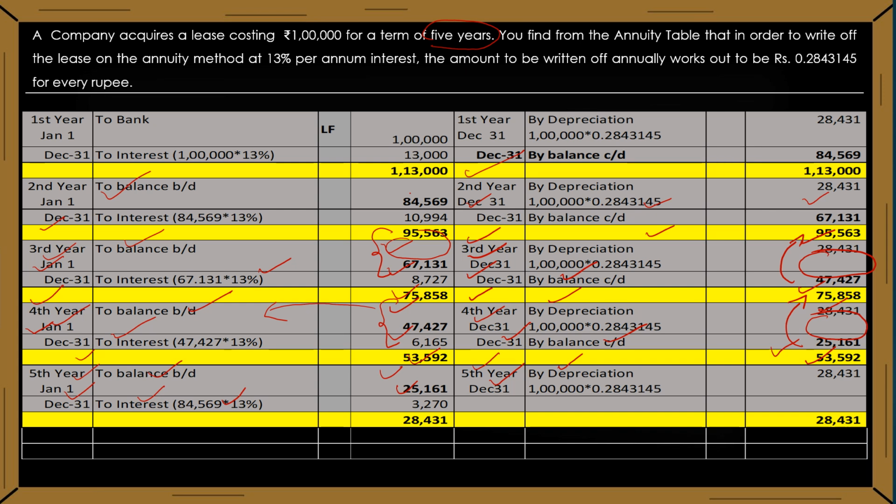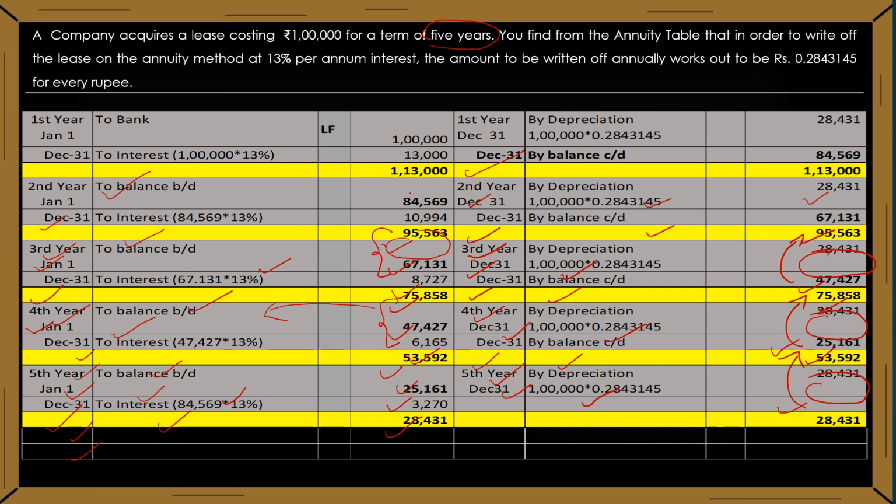Debit side total is more, so we take 53,592 on both the sides. On deducting 28,431 from 53,592, it is 25,161. On the credit side, December 31 by balance carried down. This has to be brought down on fifth year, January 1, to balance brought down, it is 25,161.